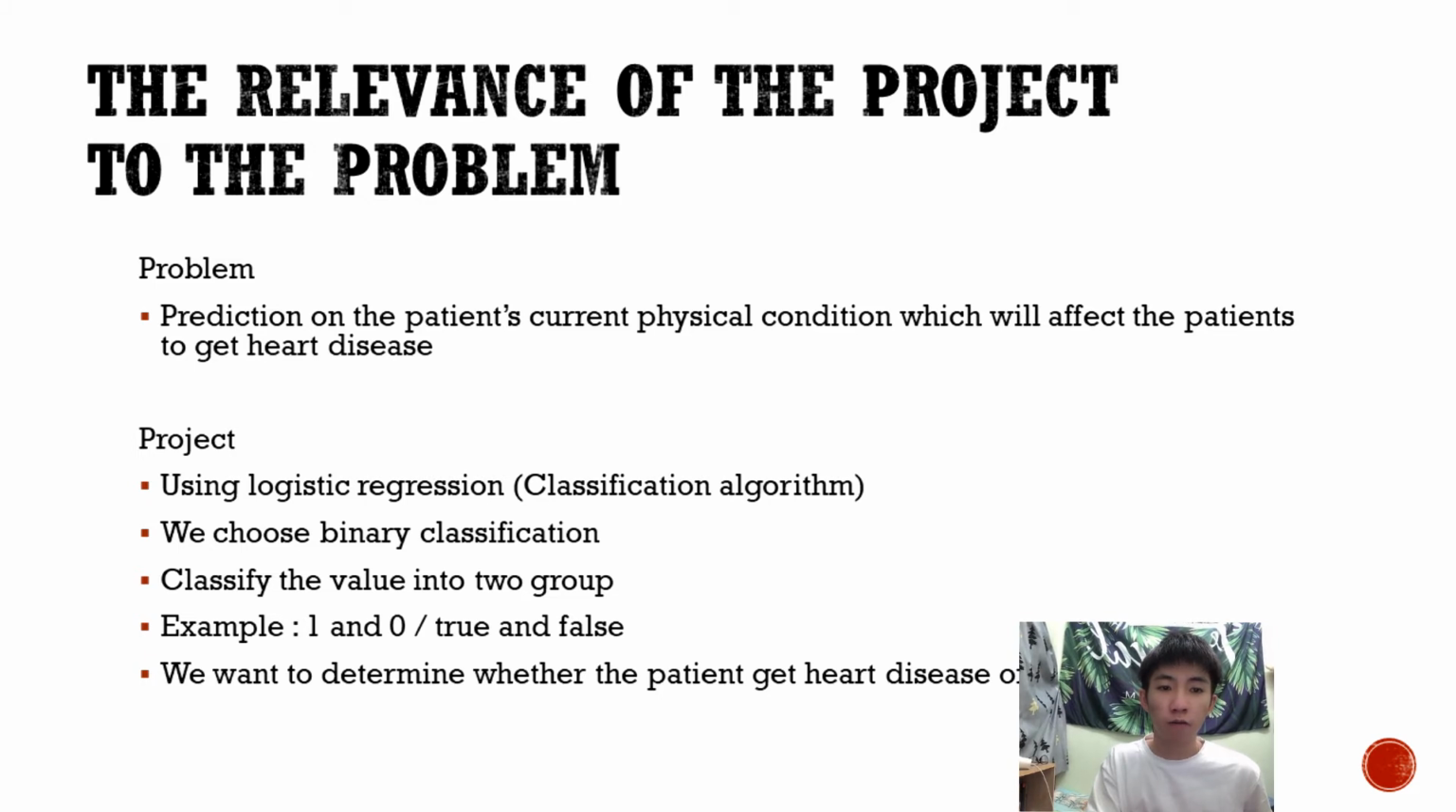So in our project, we will use logistic regression. It is also known as a classification algorithm. Inside the classification algorithm, we will use binary classification. So what is binary classification? Binary classification is used to classify the value or the result into two groups, for example, 1 and 0 or true and false. So in our situation, we want to determine whether the patient gets heart disease or not.